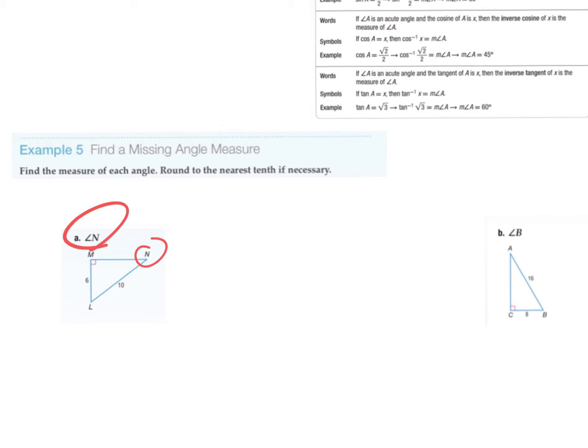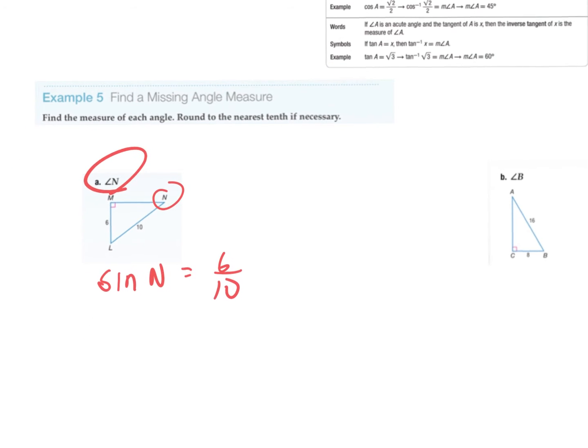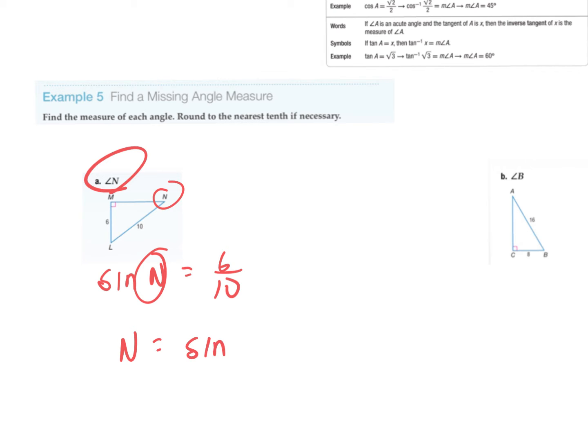So opposite and hypotenuse is our sine. So I'm going to go sine of n equals opposite over hypotenuse, 6/10. And so now we have our trig function set up. To find this n, we can write it like this: we're going to find n by doing the sine of a -1, which is on your calculator, 6/10.